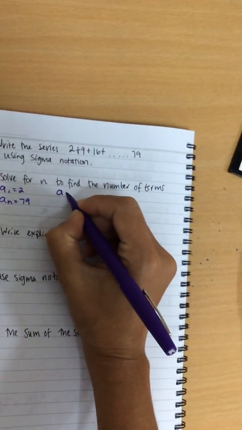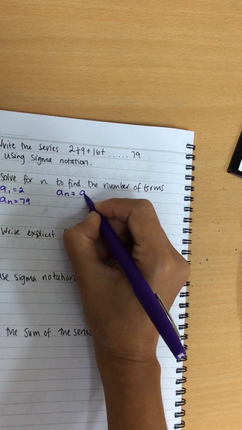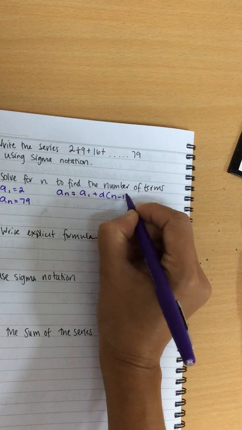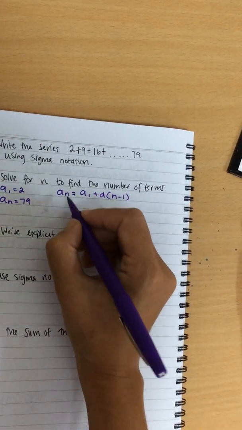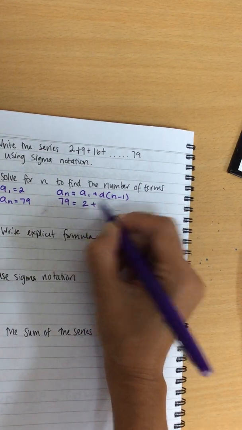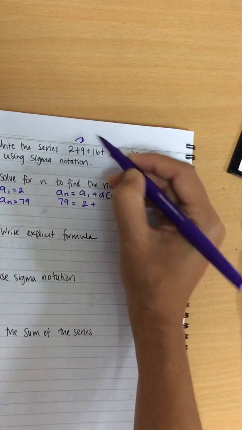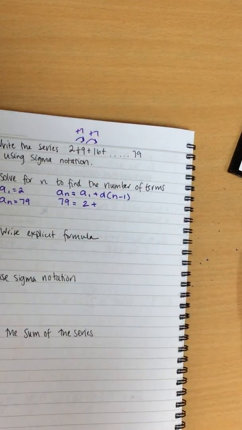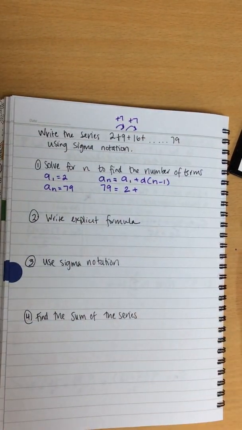So I know a sub n equals a sub 1 plus d times n minus 1. Okay, now let's plug in what we know. A sub n is 79. A sub 1 is 2. Common difference, what's happening here? Every time is plus 7. Hopefully you guys can see that. If it was not plus 7, it wouldn't be an arithmetic sequence, okay?